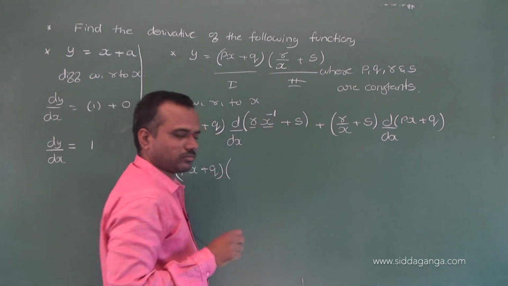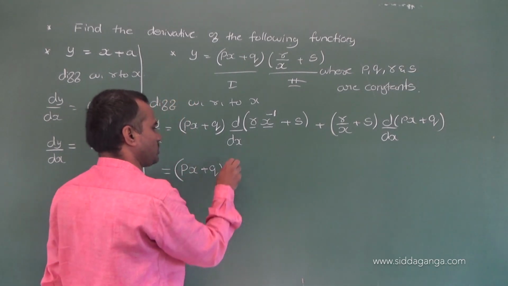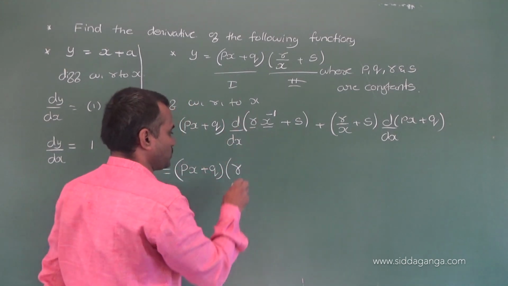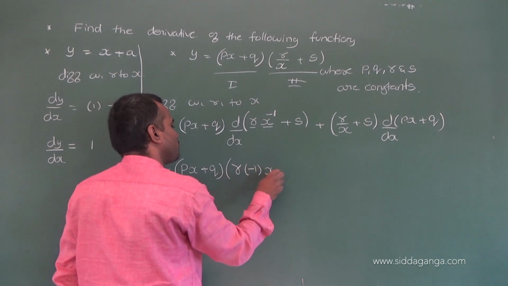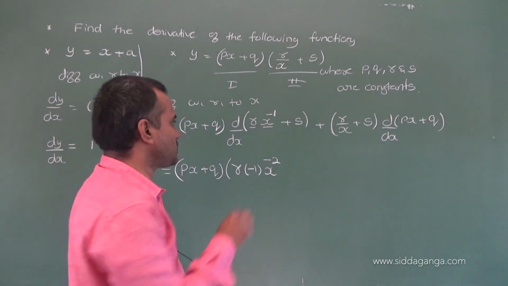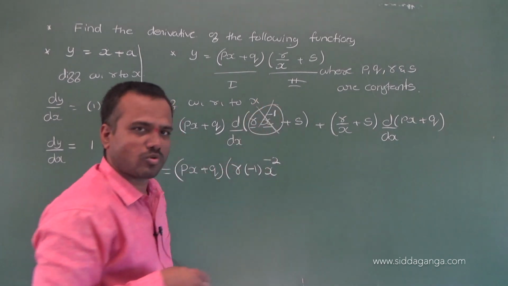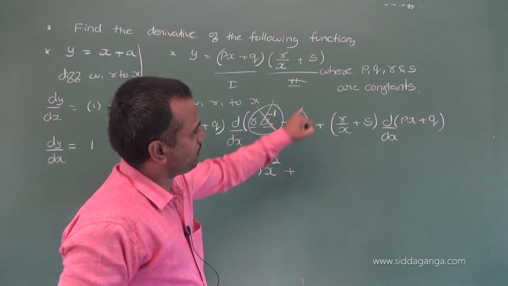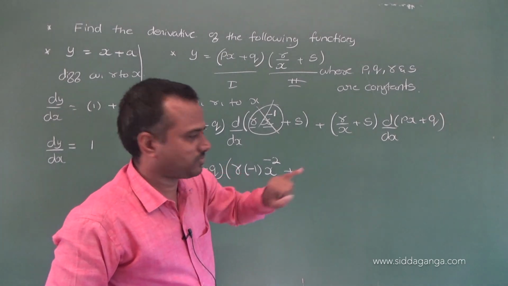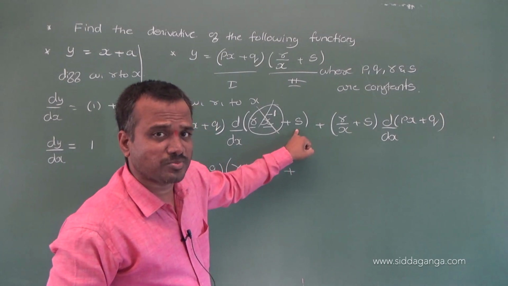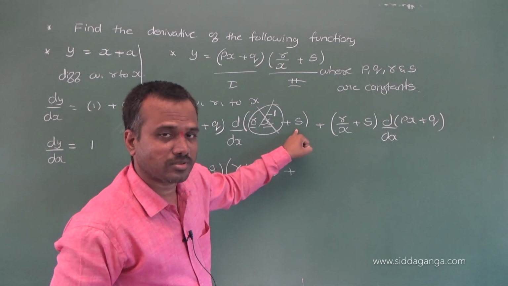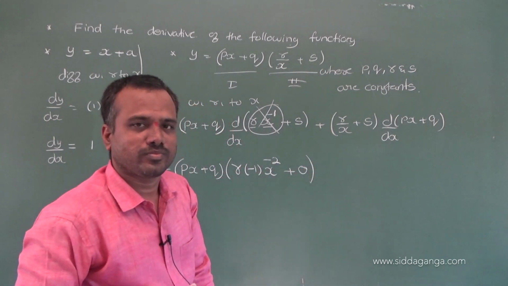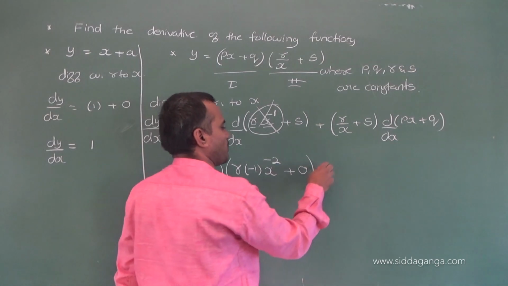Constant into function, correct? We write the constant as it is, r, x to the power n into x to the power n minus 1, minus 1 into x to the power minus 2. This function is over. Constant into function, plus p, q or s are the constant, correct? Only constant is present. That means the derivative of constant is what? 0. Got my point? Derivative of constant is 0, plus.